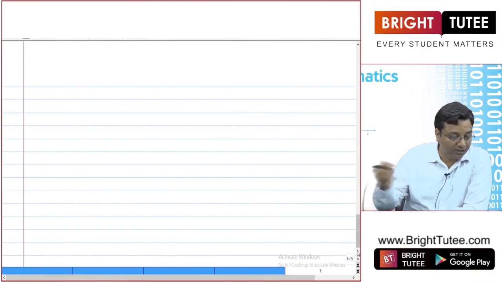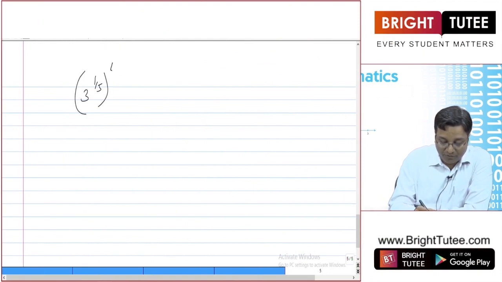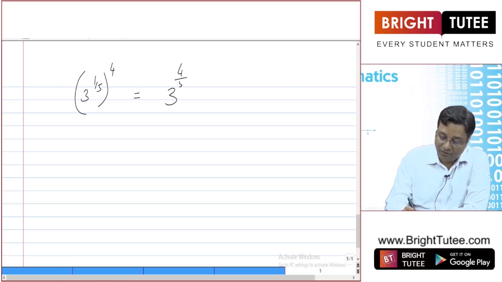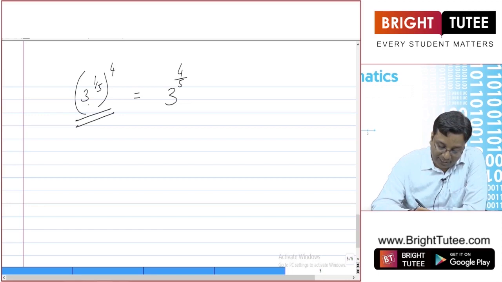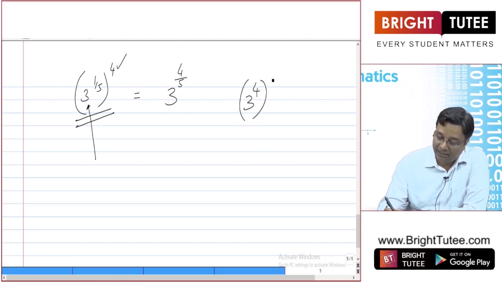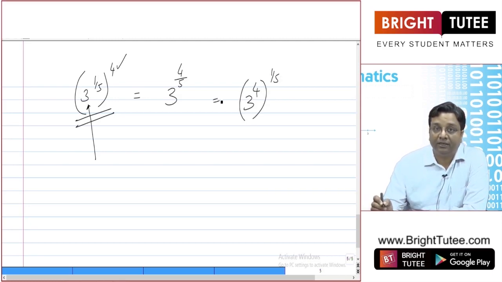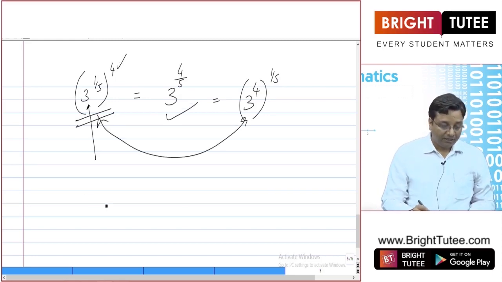Let us look at some of the questions that are given in your book. Let us say you get 3 raised to power 1 by 5 raised to power 4. How can you understand it? You can write it as 3 raised to power 4 by 5. So you can look at this number from 2 points of view. Number one, you take the 5th root, or 1 by 5th power, of 3 and then raise it to the 4th power, or you raise it to the 4th power first, then take its 5th root. Both are the same, right?